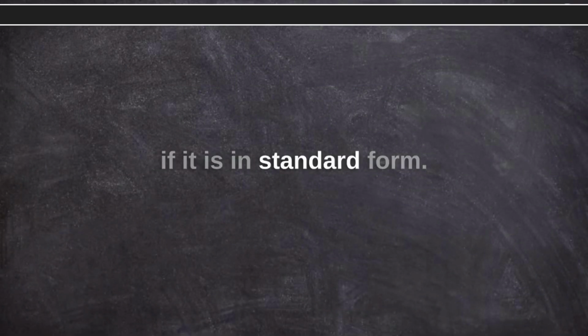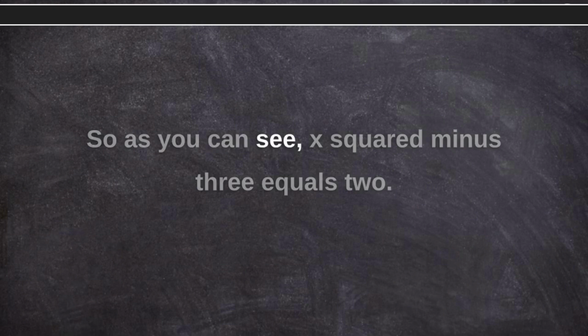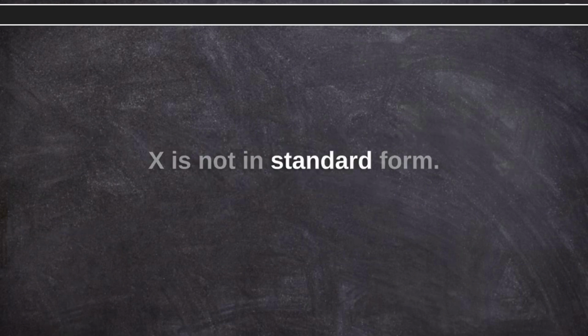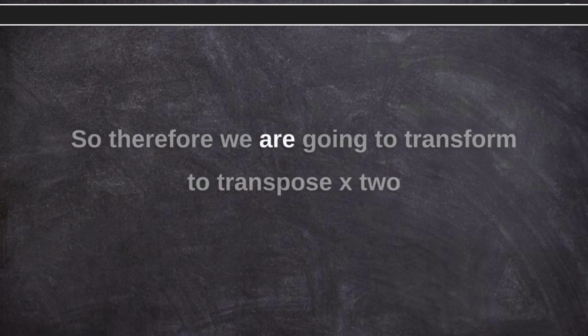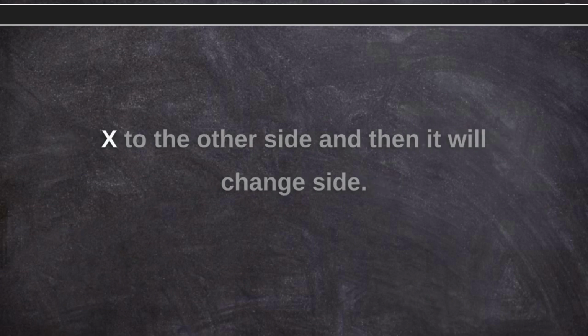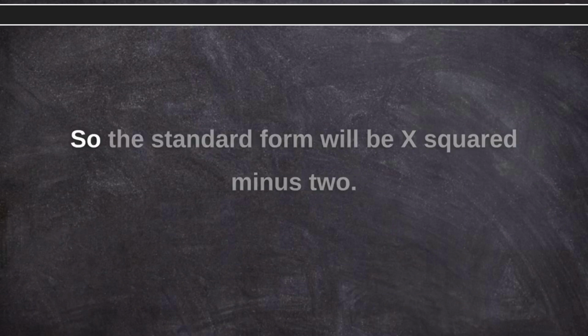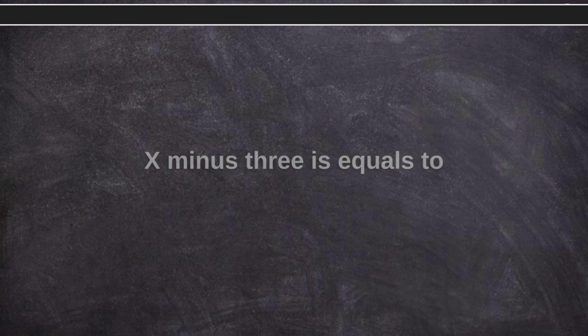We're going to identify if it is in standard form. As you can see, x squared minus 3 equals 2x is not in standard form. Therefore, we are going to transpose 2x to the other side, and it will change sign. So the standard form will be x squared minus 2x minus 3 equals 0, which is the standard form.